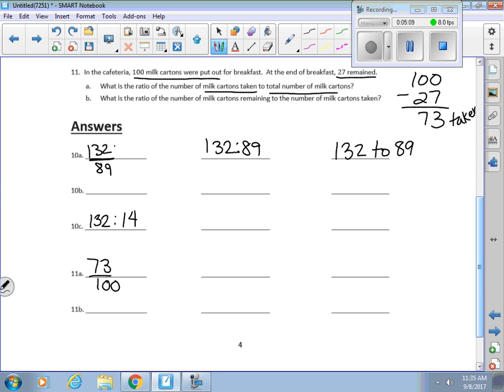Let's do part B. What is the ratio of the number of milk cartons remaining to the number of milk cartons taken? All right, so remaining is first. Aiden, what did you get for that? 27 over 73. Very good. Nice job. Who got that one correct? Good job.